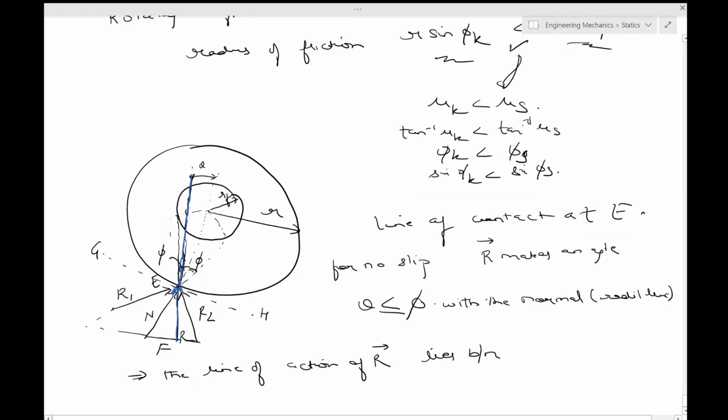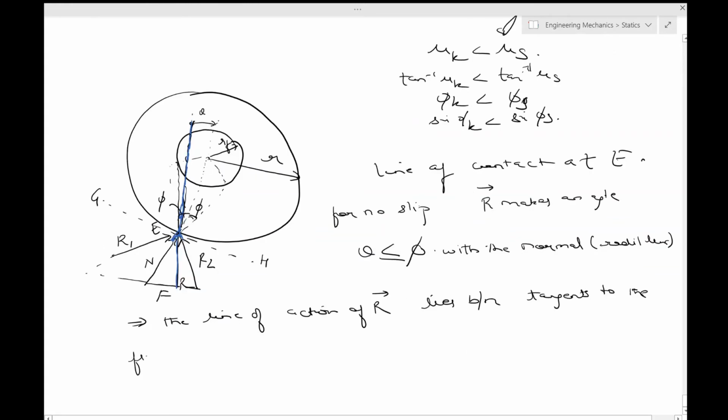Okay. The line of action of R lies between tangents to the friction circle from contact E, with R1 and R2 as reactions for impending slip.